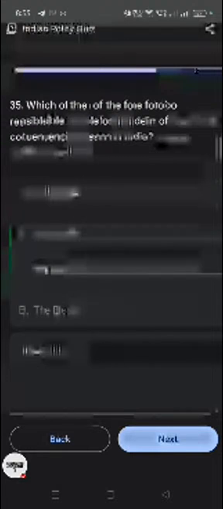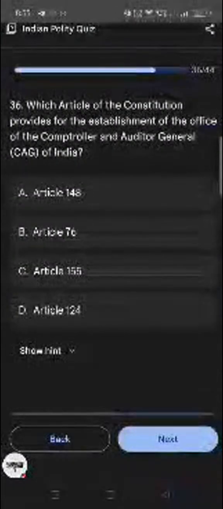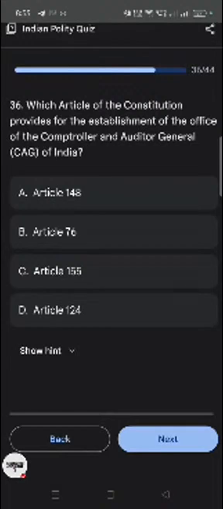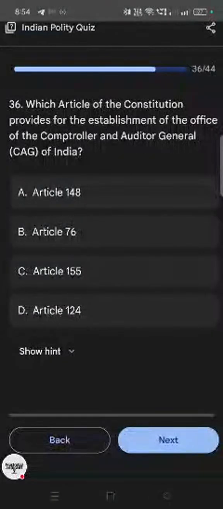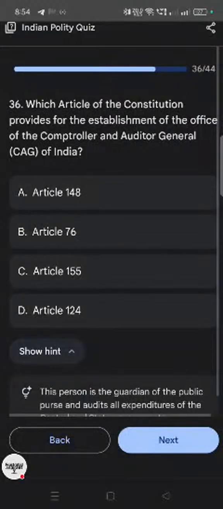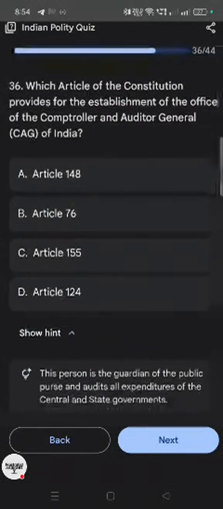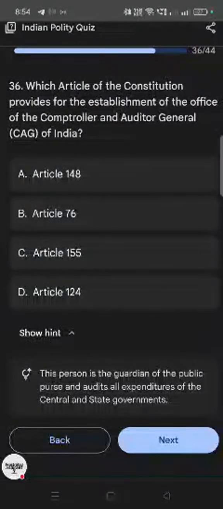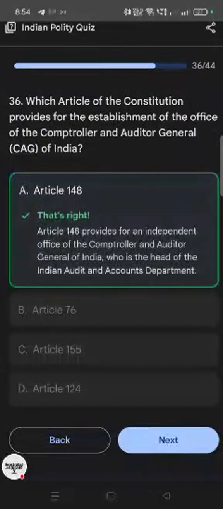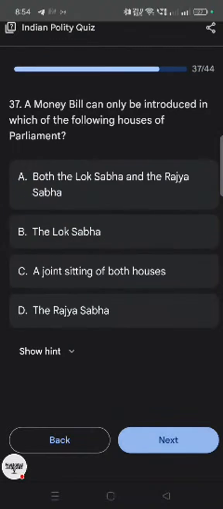Which article of the Constitution provides for the establishment of the office of the CAG? Article 148 provides for an independent office of the Comptroller and Auditor General of India, who is the head of the India Audit Department.